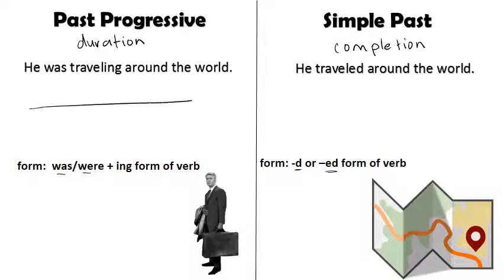If I go ahead and draw a line for you guys right here, I'll label this here past. I know that he traveled around the world and he stopped. See, if I look at the past progressive, he could have traveled around the world multiple times in the past, and I wouldn't know if he stopped or if he didn't. So that's just it, simply put.